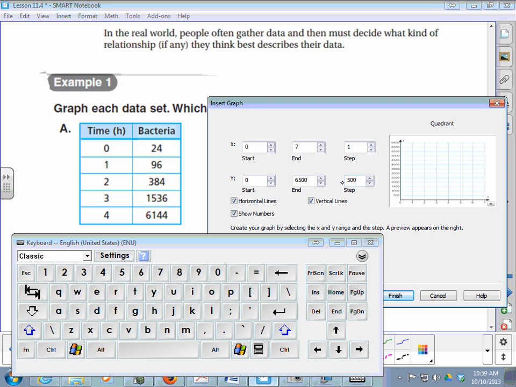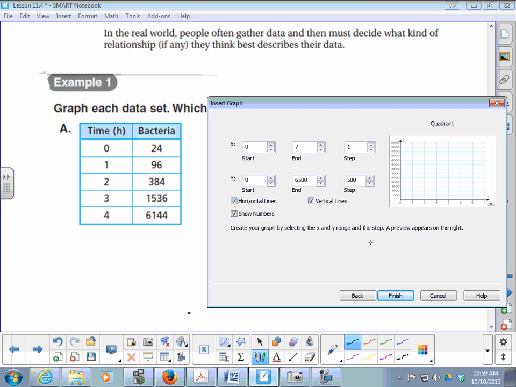Now I could get rid of the horizontal and vertical lines, so it looks like that, but actually what I'm doing is going to help me. So, all right, we'll finish it.